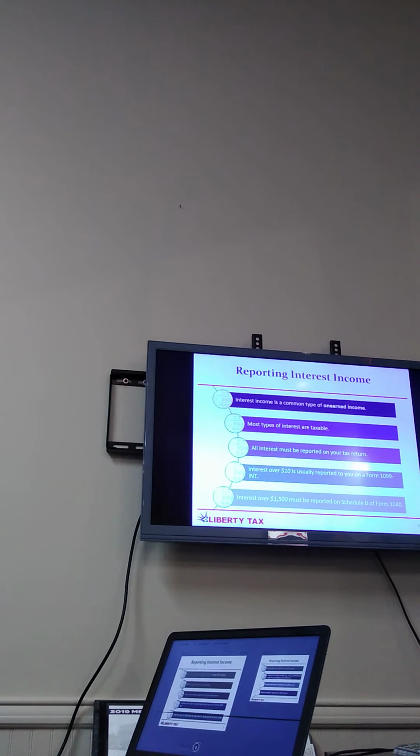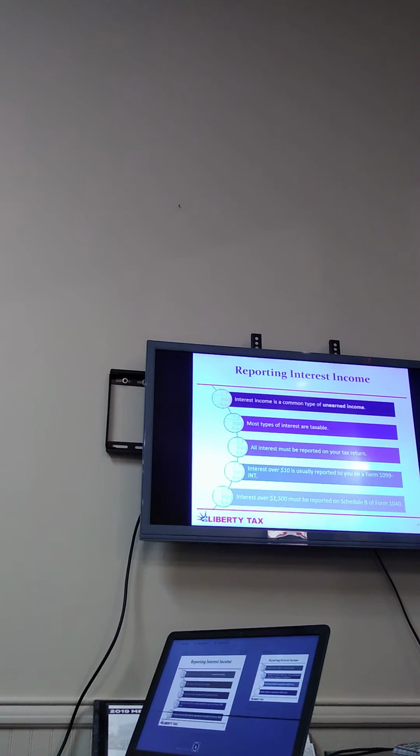Interest, okay? Interest income is unearned, right? We talked about that: it's growing for you in a bank or being paid to you. That's not something you went out last week and earned like wages. It's unearned. Most types of interest are taxable. All interest must be reported. Interest over $10 is usually reported on a Form 1099-INT, which you should have one of in those next few pages. It should say 1099-INT. If you do not, it accidentally got left out, but you should have one.